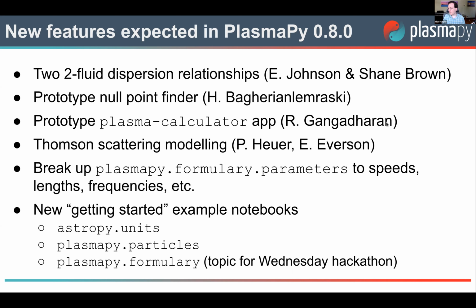We also did some reorganization of the formulary. We broke up parameters, which had gotten to be like 2,000 or 3,000 lines, and split it up into speeds.py, lengths.py, frequencies.py, and so on. We also have a few getting started example notebooks that are being added. We added one on AstroPi.units since a lot of our package depends on it.